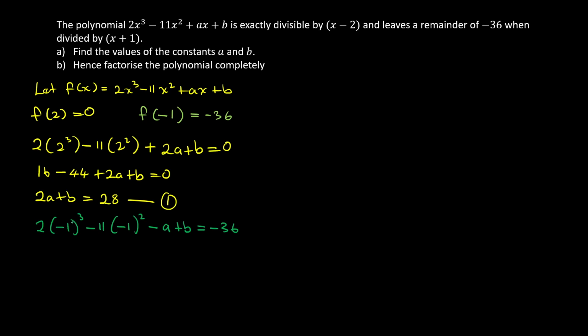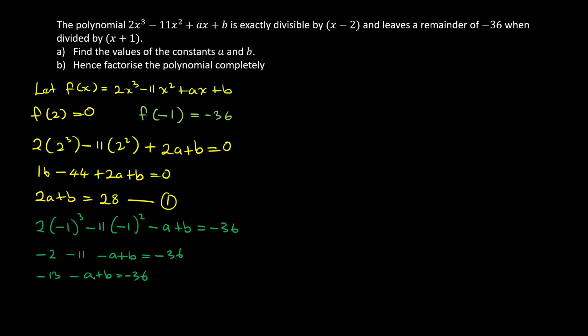Okay, now minus 1 cubed is minus 1 times 2, that equals minus 2. Minus 1 squared is equal to 1, so that is minus 11. And then minus a plus b, that should equal minus 36. Okay, now let's rearrange this and make it a bit nicer. So minus 2 minus 11, that is minus 13. Okay, let's just do step by step. Minus 13 minus a plus b equal to minus 36.